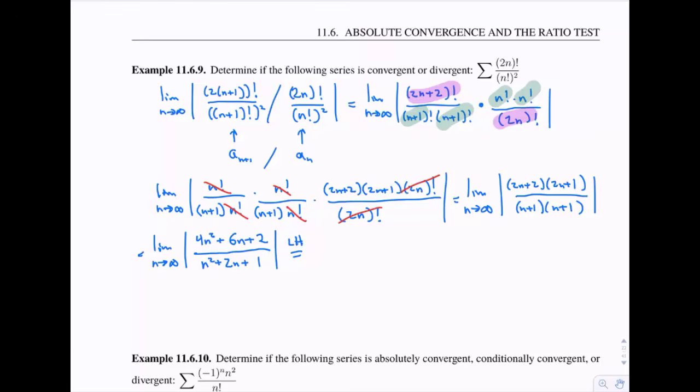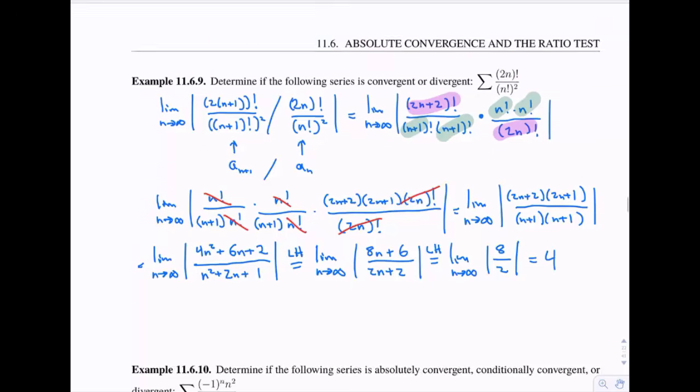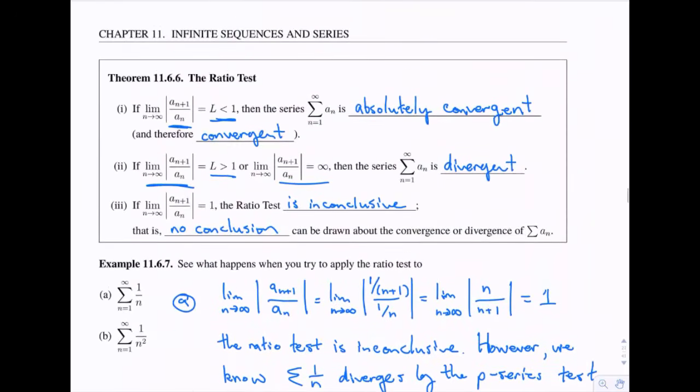And if I use L'Hopital's rule here, take the derivative of the top, take the derivative of the bottom, because this is an indeterminate form, infinity over infinity, I would get 8n plus 6 over 2n plus 2. Well, this is still an indeterminate form, infinity over infinity, so let's use L'Hopital's rule again. That's going to give me a nice 8 over 2. That doesn't have any more n's in it, so that's just going towards 4.